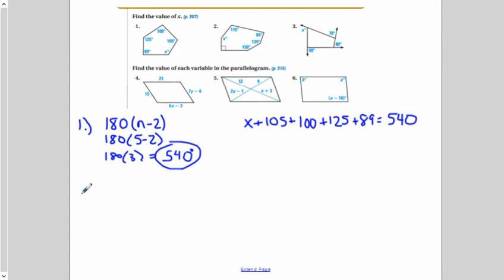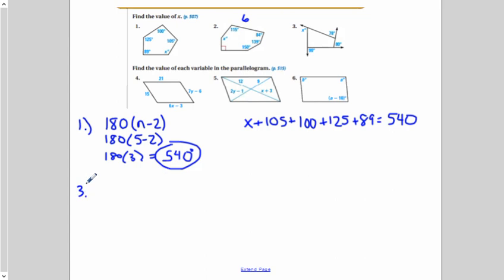When you do number 2, you're going to do the same thing except for 1, 2, 3, 4, 5. Wait, 1, 2, 3, 4, 5, 6. This one has 6 sides. So for number 2, for n, you're going to put in 6, and then you're going to solve it kind of like how I did number 1. But I want you to finish it.